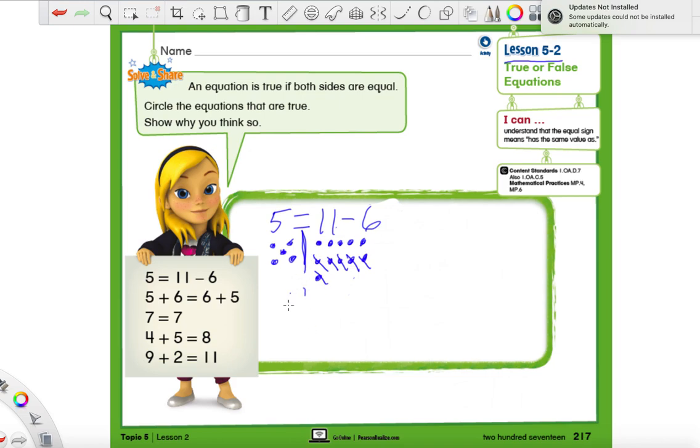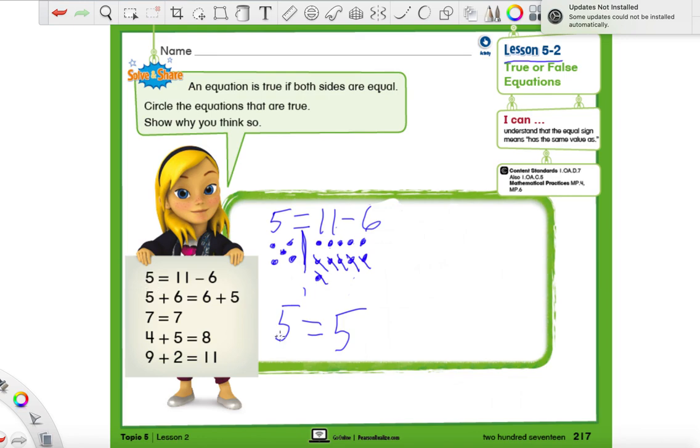So now let's bring all of our work down here. So over here, I still have 5. And does that equal 1, 2, 3, 4, 5 that are not crossed out? Is 5 the same as 5? It definitely is. It sure is. So what are we going to do with this first number sentence? Are we going to circle it or cross it out?